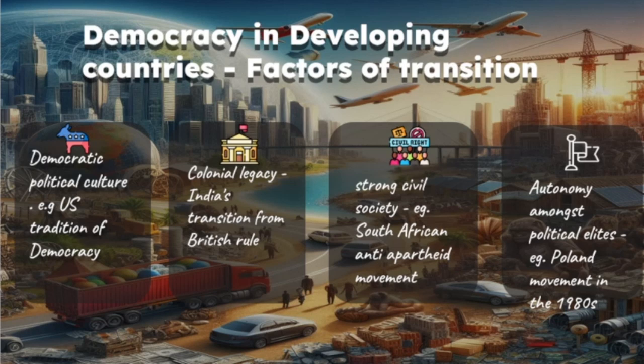Now, Papua New Guinea has inherited the colonial legacy from Australia. That is why we have the system of government that we have today. The Westminster system is an example of transitioning from the British rule.